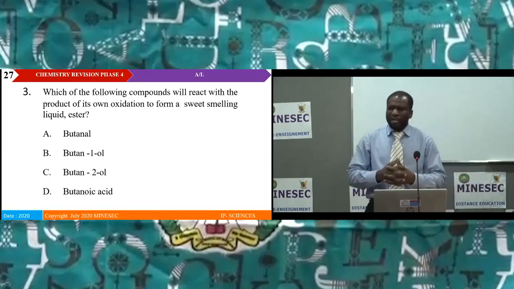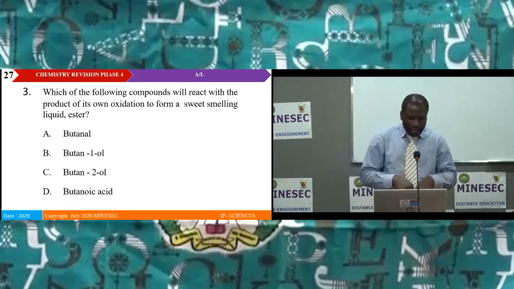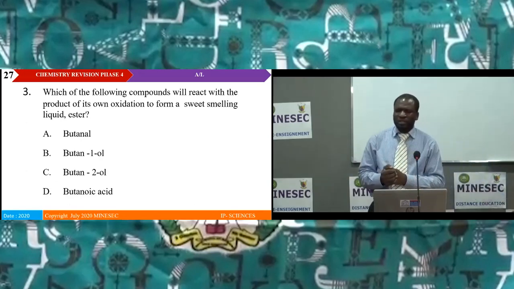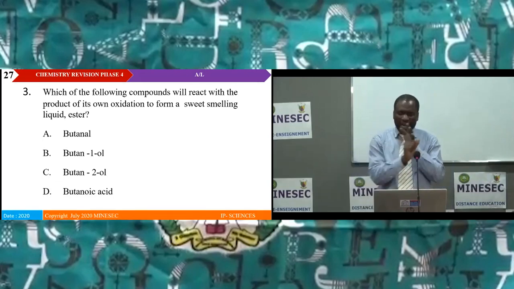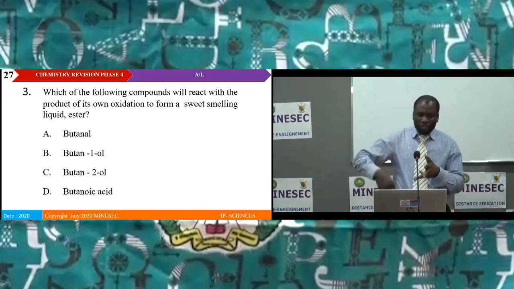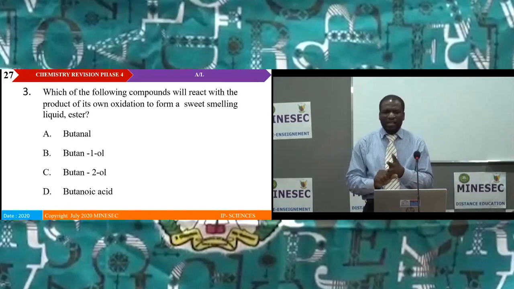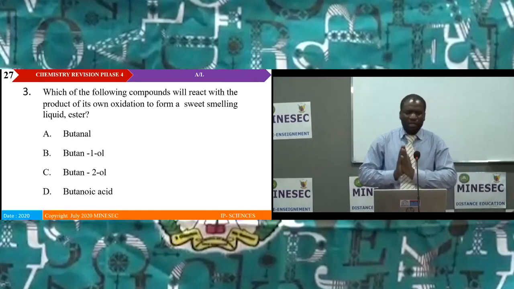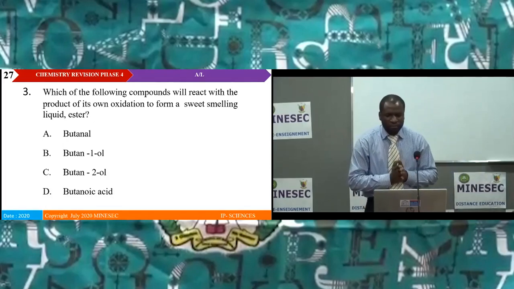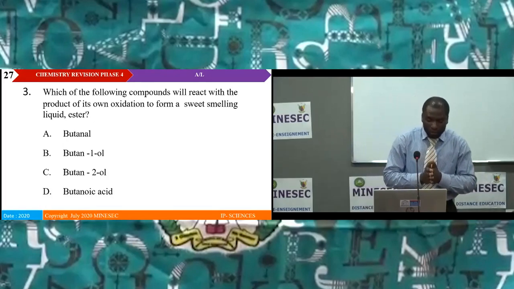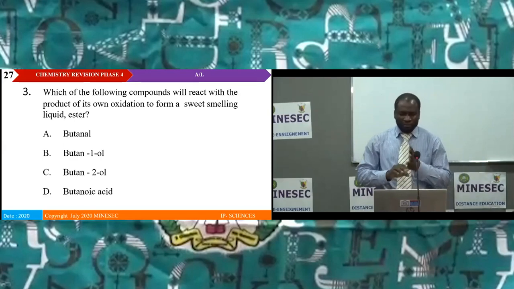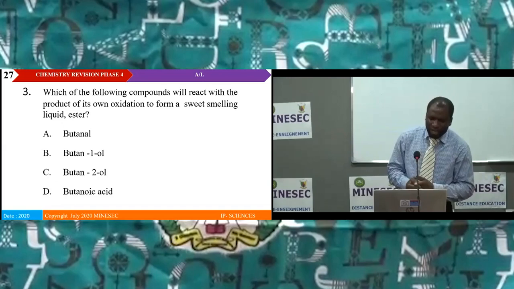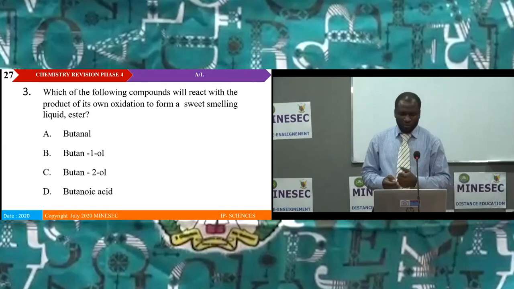For us to form an ester between a compound and its own oxidation product, it means that compound has to be an alcohol and its oxidation product has to be a carboxylic acid, so that the two would give us an ester, the sweet smelling liquid. So the only compound that can be oxidized to give us a carboxylic acid is butan-1-ol, which is B.